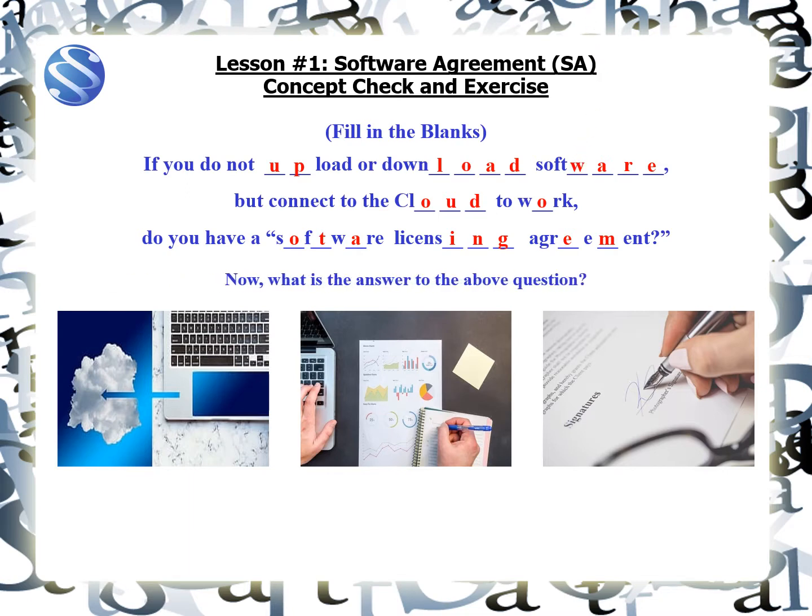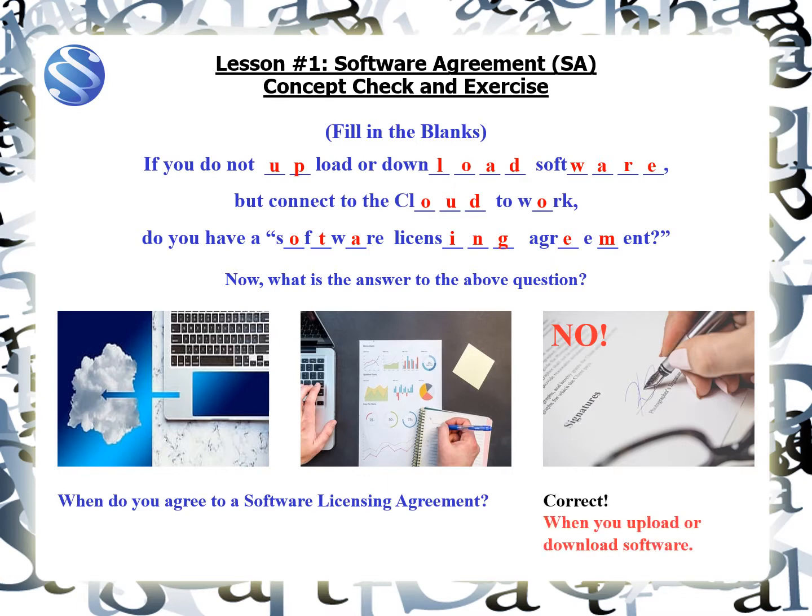Excellent. Now, what is the answer to the above question? If you do not upload or download software, but connect to the cloud to work, do you have a software licensing agreement? No. When do you agree to a software licensing agreement? Correct. When you upload or download software.